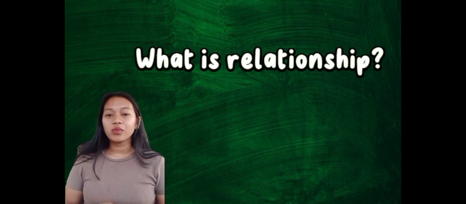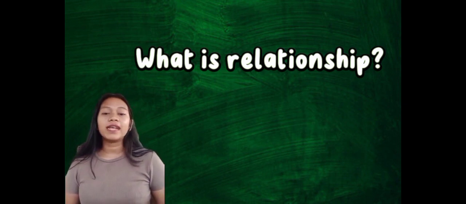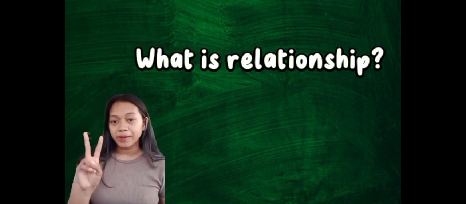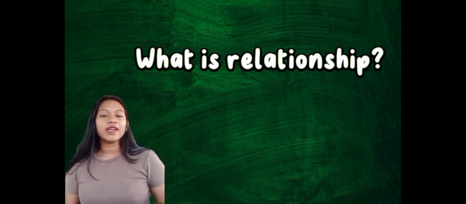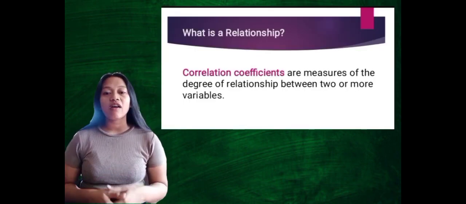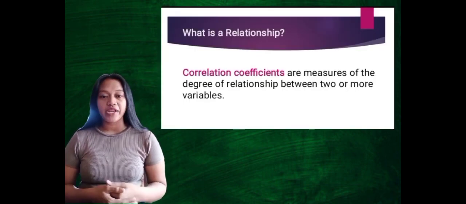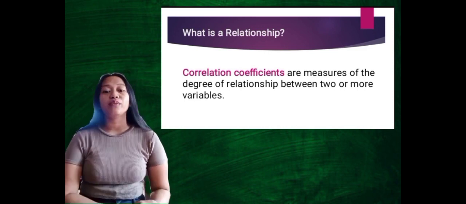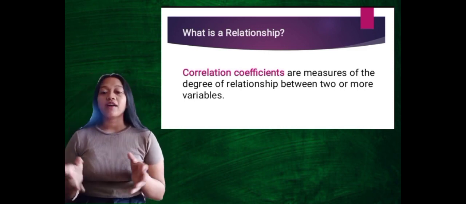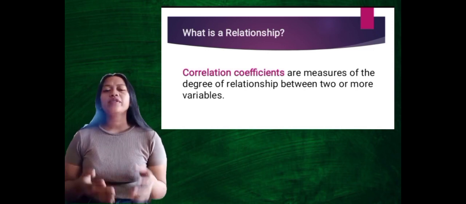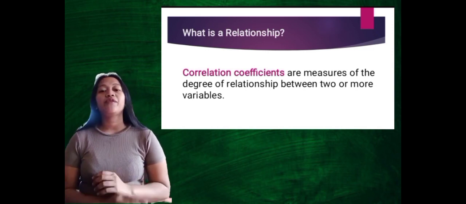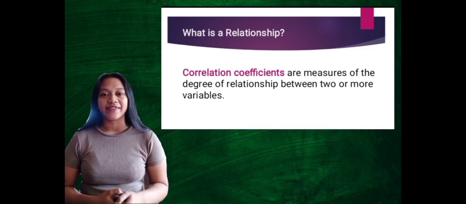I will discuss to you the measures of relationship. So, what is relationship? This is not what we commonly interpret as a relationship between two people. Let's talk about a relationship that is related to our topic today. Correlation coefficients are measures of the degree of relationship between two or more variables. When we talk about a relationship, we are talking about the manner in which the variables tend to vary together.